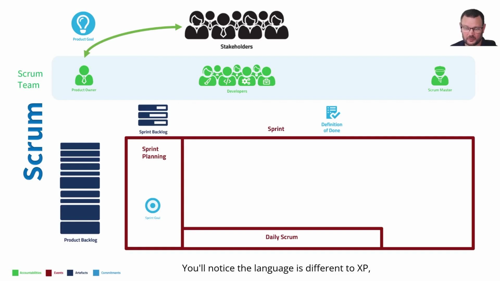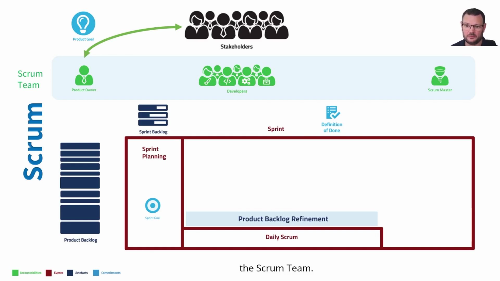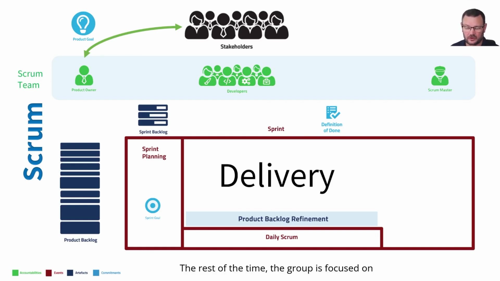You'll notice the language is different to XP. It's definitely the daily Scrum. They'll also work together as a Scrum team, perhaps talking with stakeholders to refine the product backlog for the next sprint. That product backlog refinement is totally up to the Scrum team. The rest of the time, the group is focused on delivery. And that means that at the end of the sprint, at least once, there will be an updated new version of the increment. This is the latest iteration or version of the product that meets the definition of done.